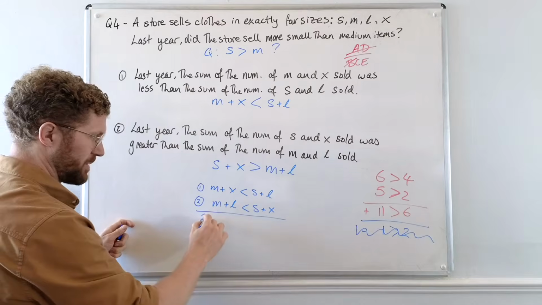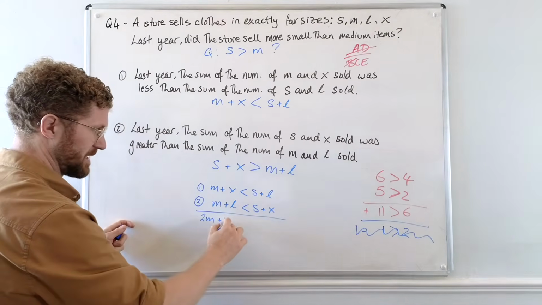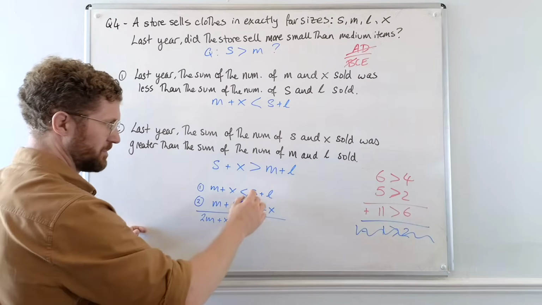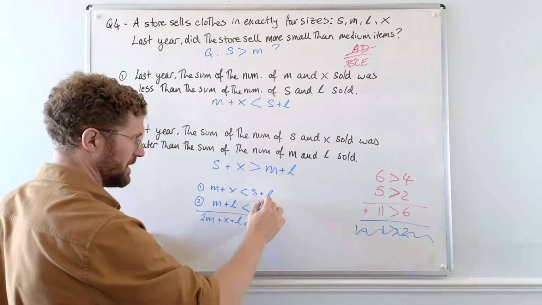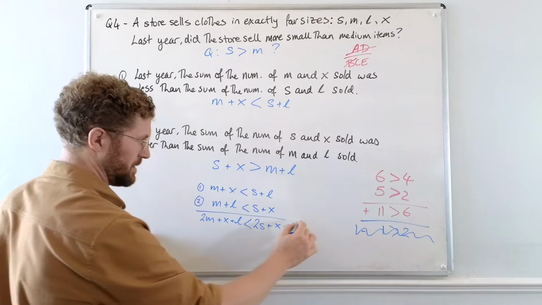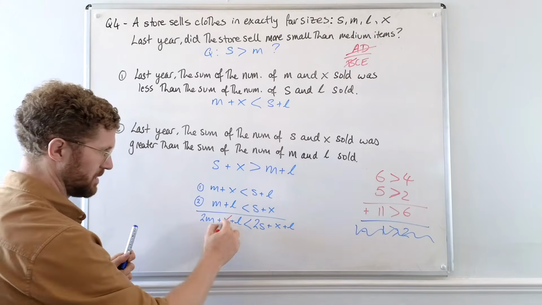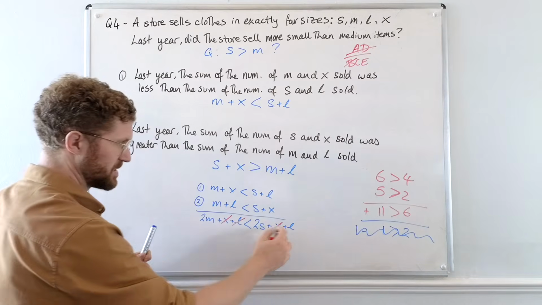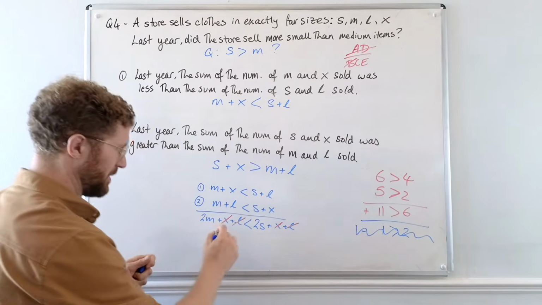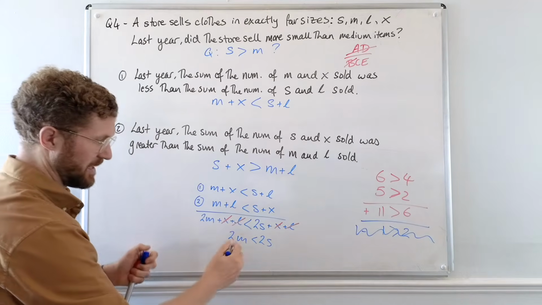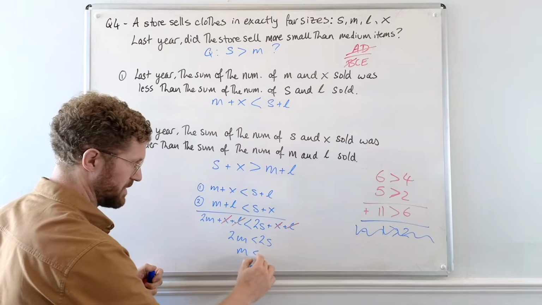Okay, M plus M, I'm going to have 2M, and I've got a plus X and a plus L. Keep the inequality sign the same way around. S plus S will give me 2S. I've got a plus X and a plus L. Well, I could subtract X from both sides of this inequality. I could subtract L from both sides of this inequality. And what I'm left with is 2M is less than 2S. Okay, divide by 2 on both sides, so M is less than S.